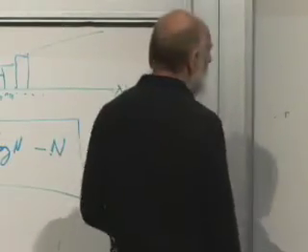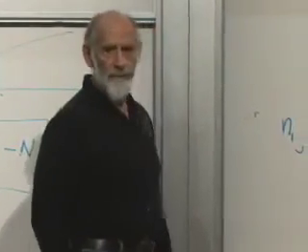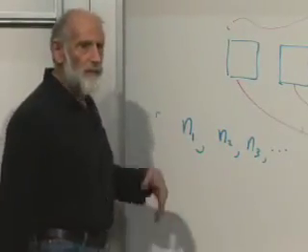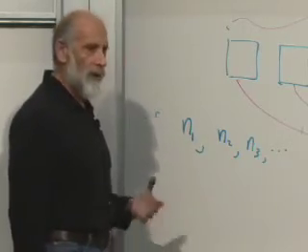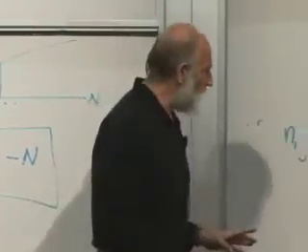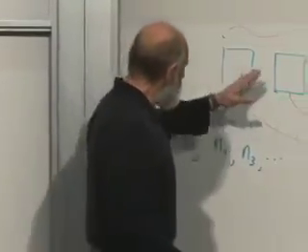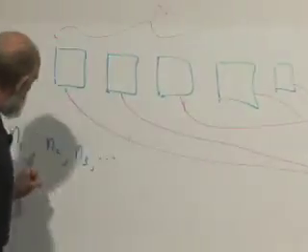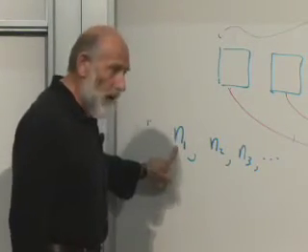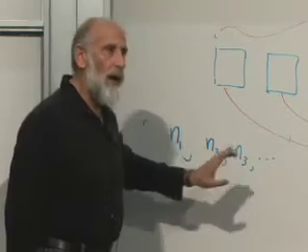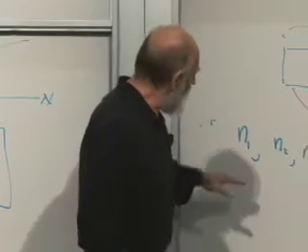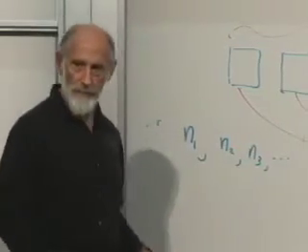Okay. What must these n's add up to? Big N. The number of boxes in the first state plus the number of boxes in the second state plus the number of boxes in the third state and so forth have to add up to N. But the question I want to ask is, how many ways are there of choosing a state for each box such that there are n1 boxes in state 1, n2 boxes in state 2, n3 boxes in state 3, and so forth? How many ways are there of getting a given set of n's?